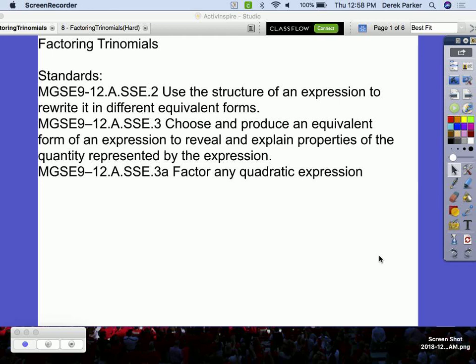In this standard, you're going to learn how to factor trinomials. Now, you've already factored using the greatest common factor. Now you're going to learn how to factor a trinomial. These are called easy trinomials, and in the next lesson, you're going to learn how to factor hard trinomials.